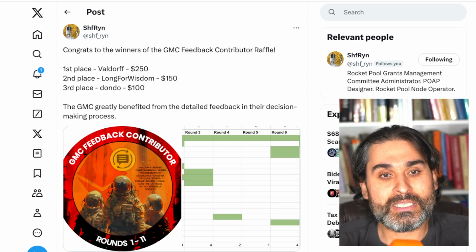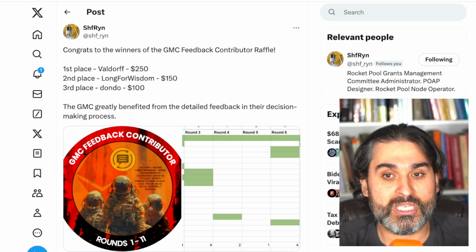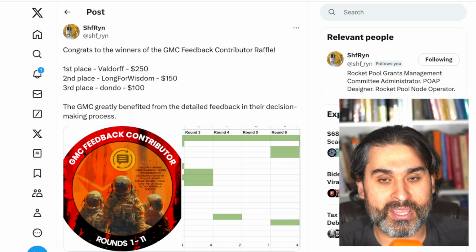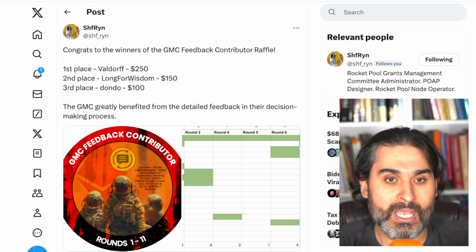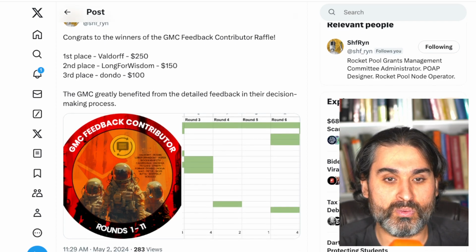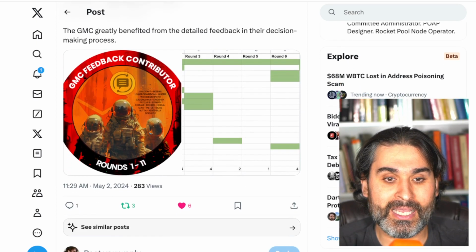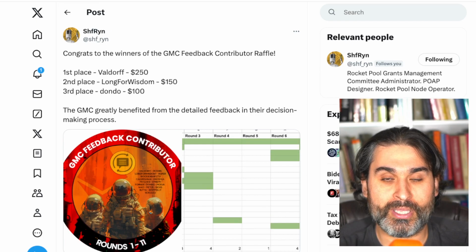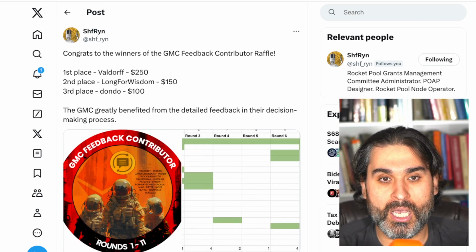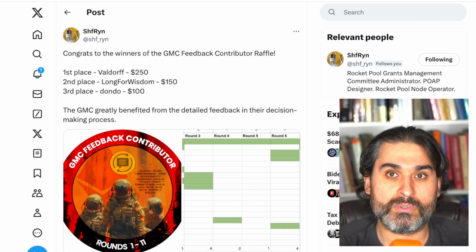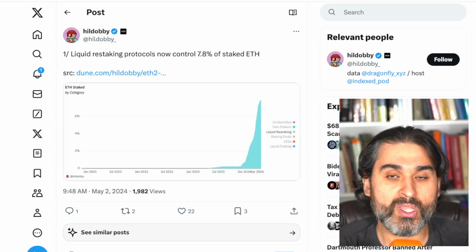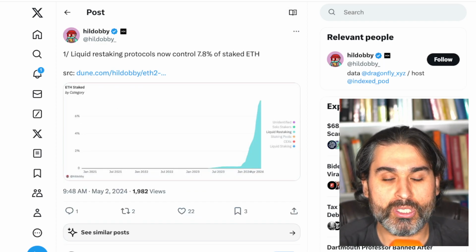So this is just a really nice way of incentivizing feedback for the GMC, and I think it's going to be something that's really valuable. And now you can get a little bit of a token of appreciation from the GMC as well if you do this going forwards. So this is for rounds 1 through 11, and going forwards, I think this will become a semi-regular thing, and maybe we'll have some more prizes as well. It's really cool.